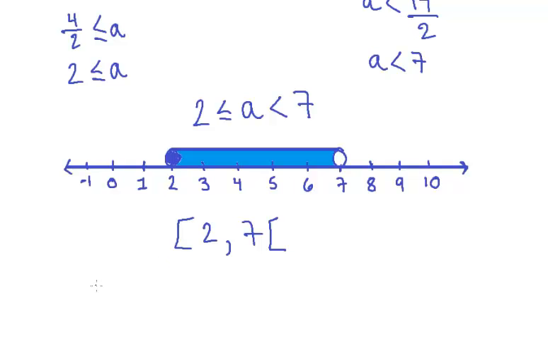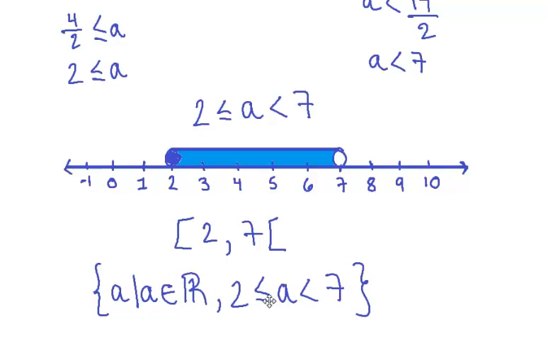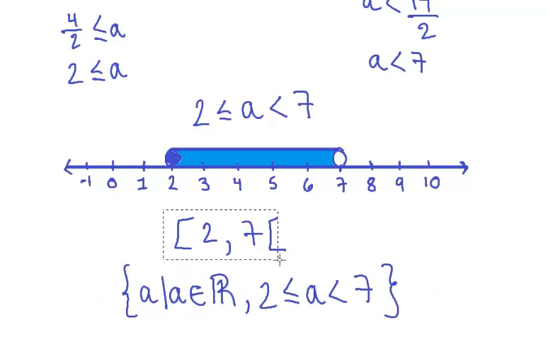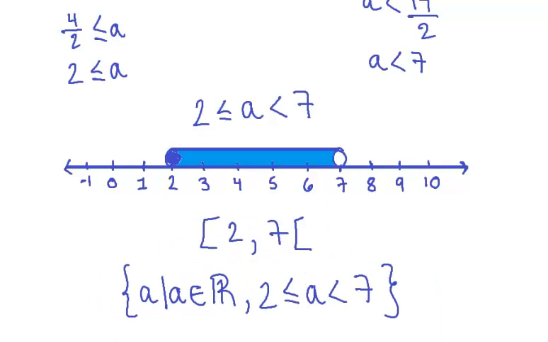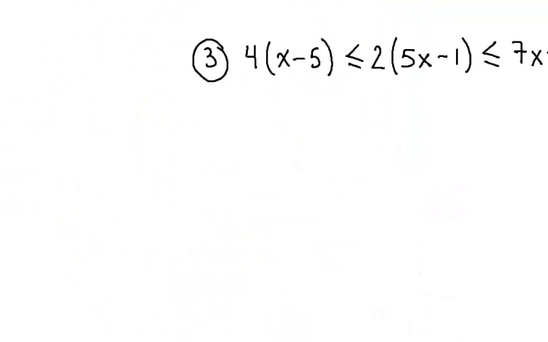Then we're going to write the set builder answer. So I'm going to put curly brackets. I'm going to copy the letter of the exercise, which is A. So I'm going to put A such that A belongs to R, comma. Then I just copy this. So it will be 2 less than or equal to A less than 7. And I close it, and that will be it. Those will be the 4 different types of answers that you're going to have to find in this type of exercise. We can proceed now with another example.